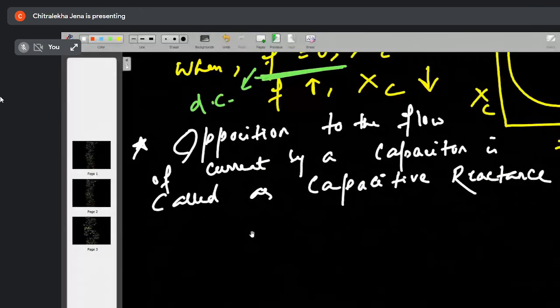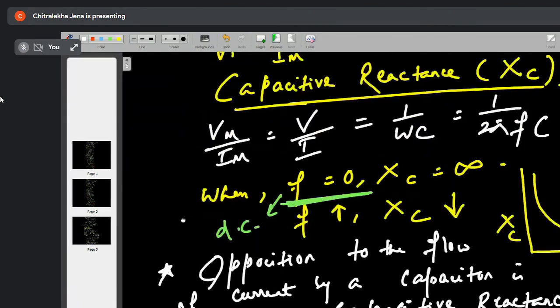So now we will move on. I have drawn the graph: as X increases, f decreases; as X decreases, f increases. Clear to all of you? Written, all of you? Yes, ma'am.